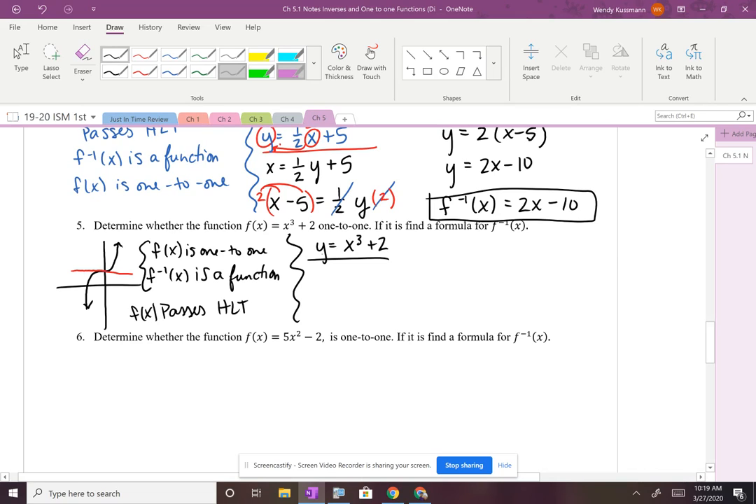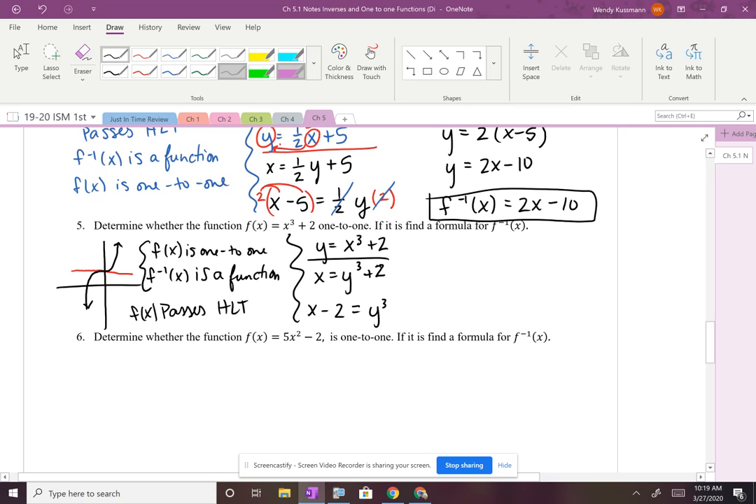So instead of a y right here, I'm going to put an x equals. Instead of an x, I'm going to put a y. That y is still cubed, and there still is a plus 2 at the end. Now we're going to take these steps and solve for y. So if we want to get y by itself, the first step is to subtract 2 from both sides. X minus 2 equals y cubed.